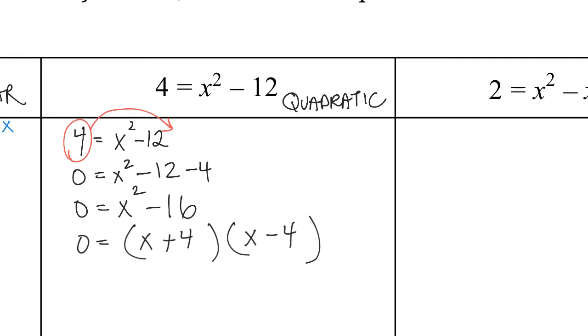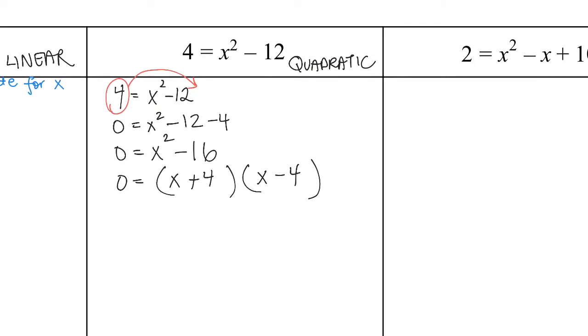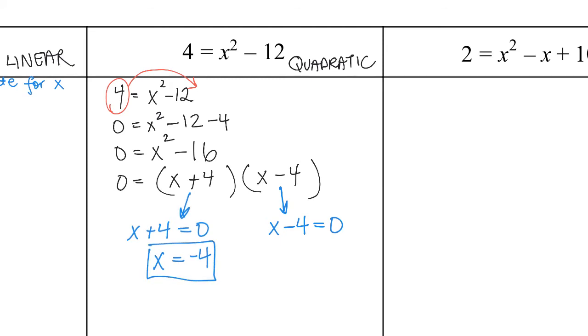Now we still have to actually solve this equation. So we have to solve for the values of x. Remember that once you get your equation into factored form, you then are going to take your answers that are inside of the brackets and separate them. So I've got x plus 4 equals 0 and x minus 4 equals 0. And we're going to isolate for x in each case. So one of my answers is going to be -4. And my other possible answer is going to be +4.